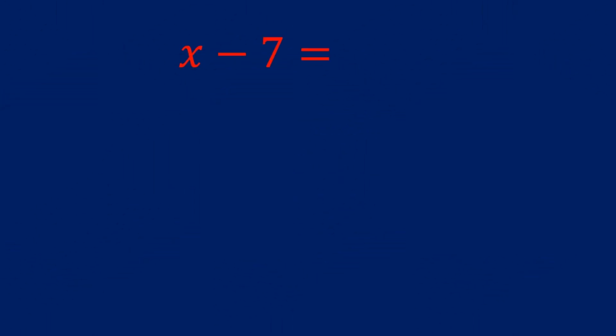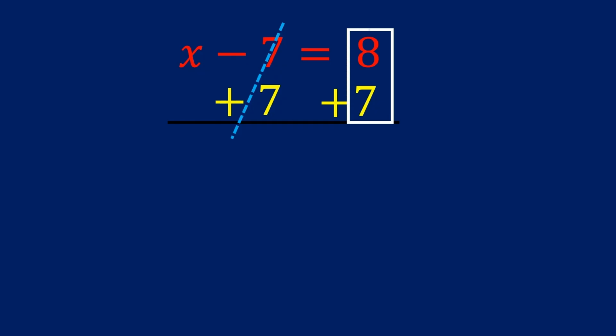Go ahead and try a similar example. Let's say that x minus 7 is equal to 8. What is the value of x? The opposite of subtraction is addition. So like the other example, we are going to add 7 to both sides to isolate the x variable. So now, x is equal to 8 plus 7, and 8 plus 7 is 15. So that's the answer for this problem.